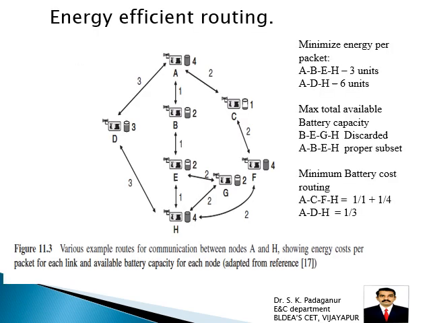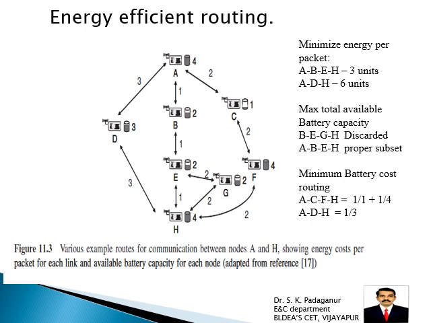Looking at the diagram, as we have discussed many times, in the WSN, energy is a very important parameter. There are various aspects of how energy or power efficiency can be conceived of in a routing context. The figure shows an example scenario for communication between node A and H, including link energy cost and available battery capacity per node. So we have to see the link energy cost.